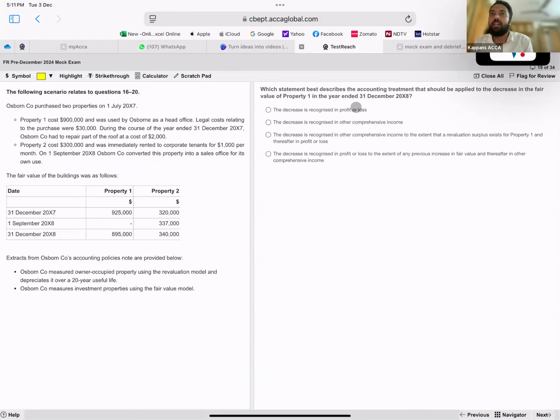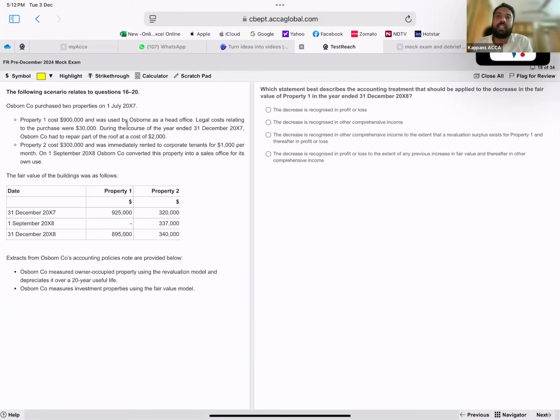Which statement best describes accounting treatment that should be applied to the decrease in fair value of property 1 in the year ended 31st December X8. The decrease is recognized in profit or loss. The decrease is recognized in other comprehensive income. The decrease is recognized in other comprehensive income to the extent that revaluation surplus exists for property 1 and thereafter in profit and loss. And the decrease is recognized in profit or loss to the extent of any previous increase in fair value and thereafter in other comprehensive income.